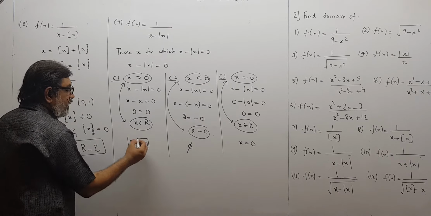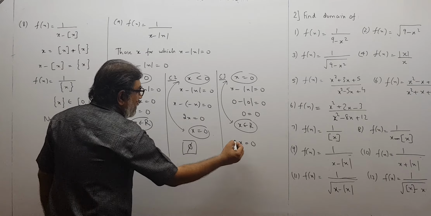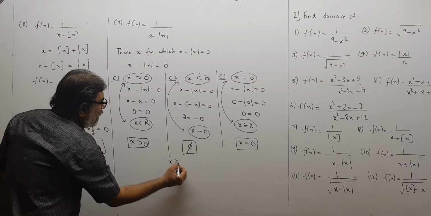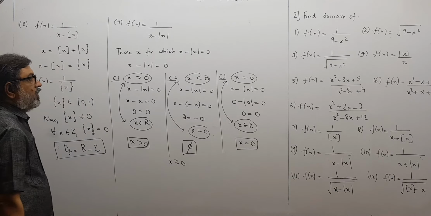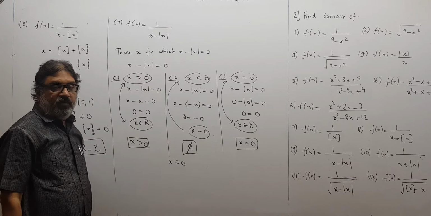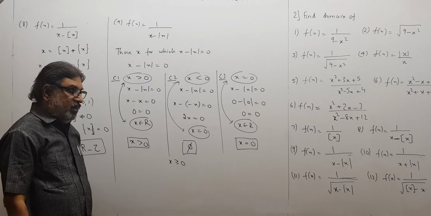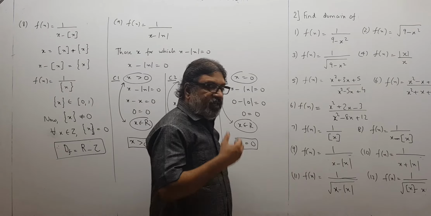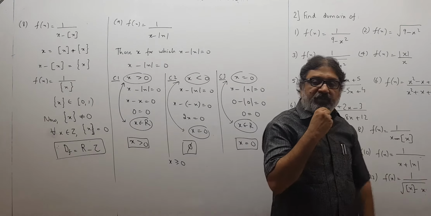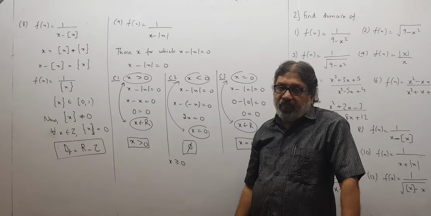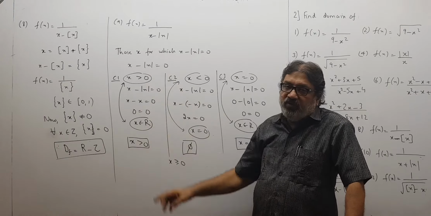So I have to take union of this, and union of this. What is it coming out to be? x greater than equal to 0. So therefore, when x is greater than equal to 0, my x minus mod x will be 0, which I don't want. So I have concluded what are the values of x for which x minus mod x will be 0? They are positive numbers and 0. So in domain I don't want these, because otherwise x minus mod x will be 0.